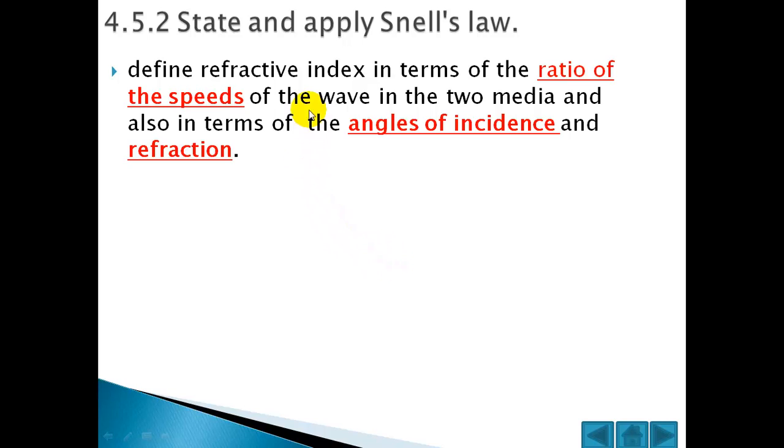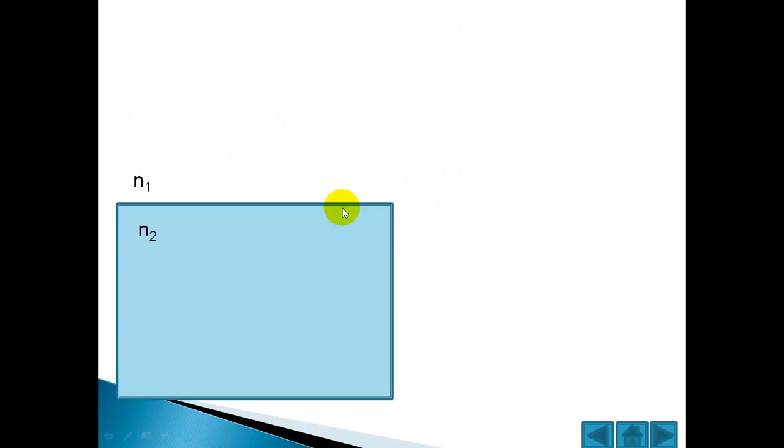Now Snell's law. This is to do with a set of ratios: the refractive index in terms of the ratio of the speeds of the wave in the 2 media, and also in terms of the angles of incidence and refraction, and also the wavelength, even though it's not mentioned here. We have 2 ways of looking at refractive index. This is the refractive index of medium 1, which is the air, the refractive index of medium 2, which is the glass. Now, the refractive index of air is more or less 1.